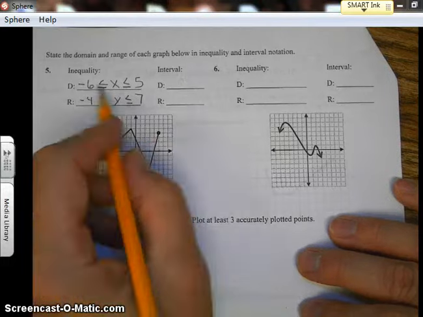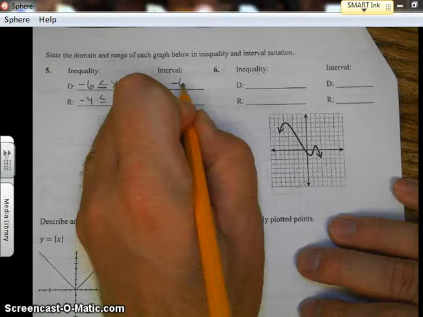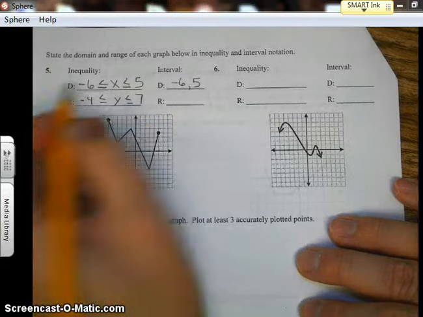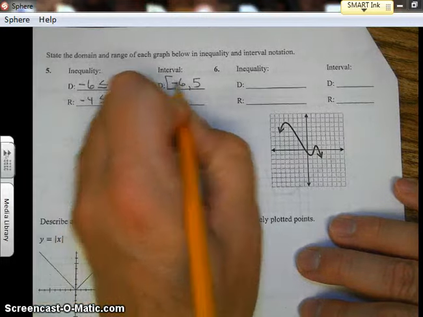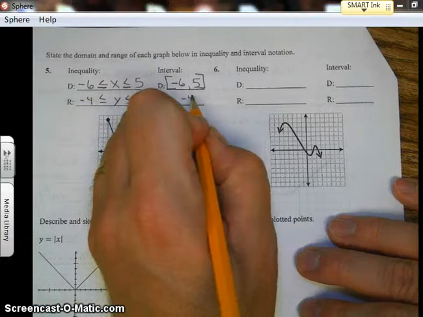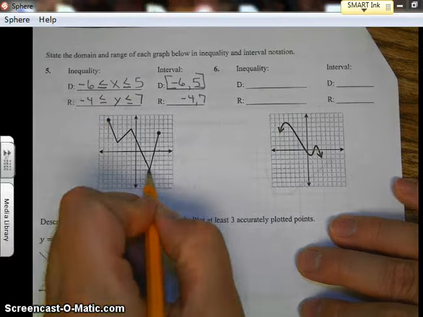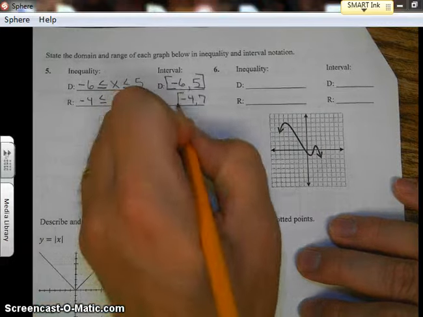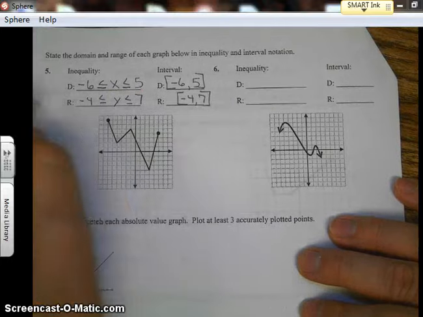Okay, writing that in interval notation, we're going from -6 to 5. There's an equal sign because these are closed dots, so we use a bracket. -4 to 7. There are equal signs, closed dot on the bottom, closed dot on the top, brackets.